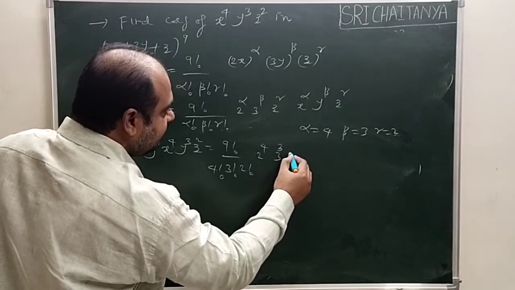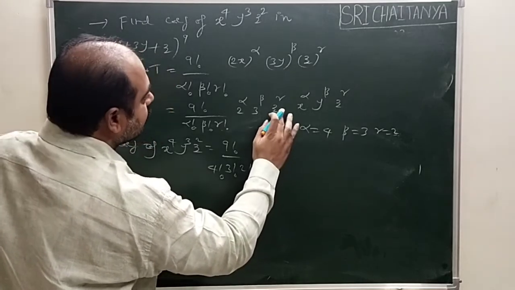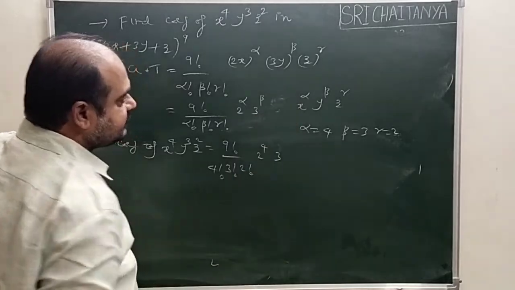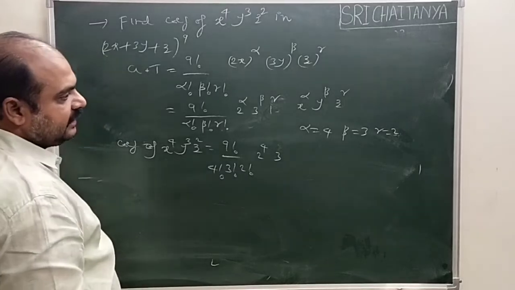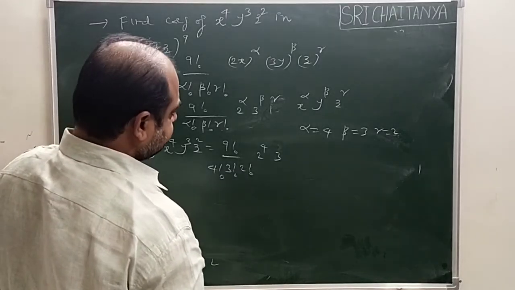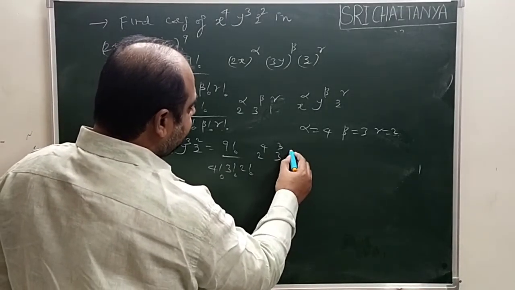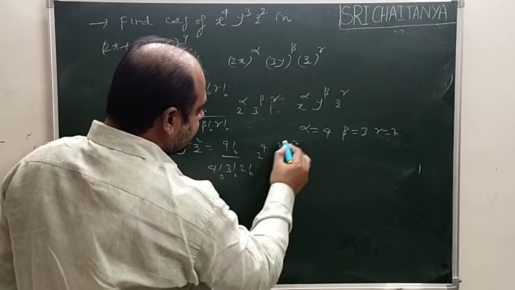and the coefficient of z is 1 only, 1 to the power gamma, right? So 3 cube into 1 square.